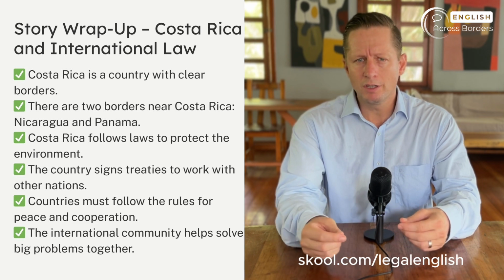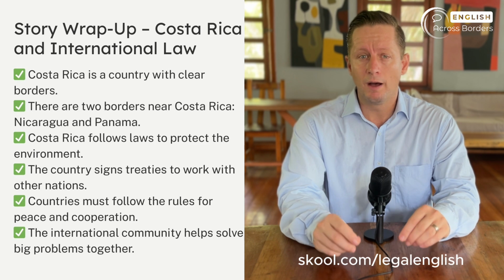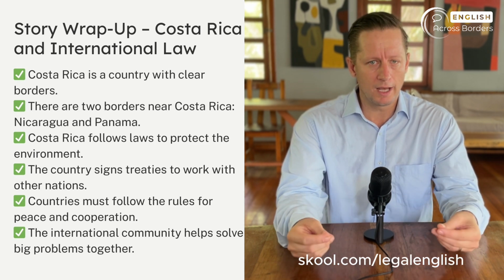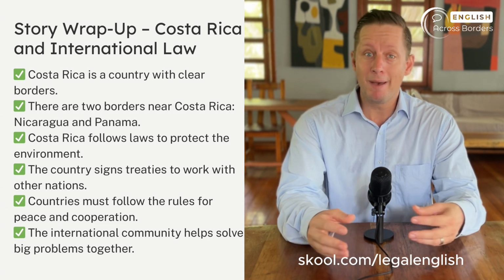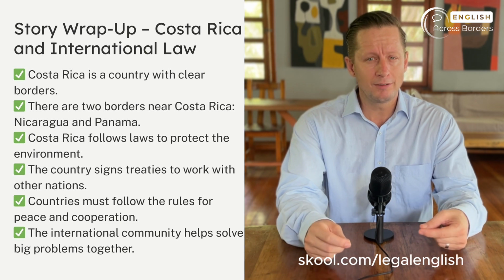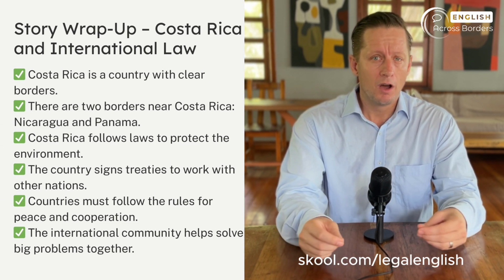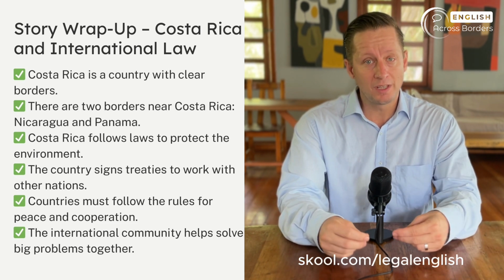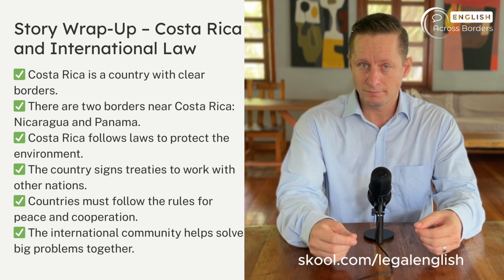The country also signs treaties. That means Costa Rica makes agreements with other countries to work together. For example, Costa Rica and many countries signed a treaty to protect the oceans and wildlife. In international law, all countries must follow the rules. This helps keep peace and good relationships between countries.